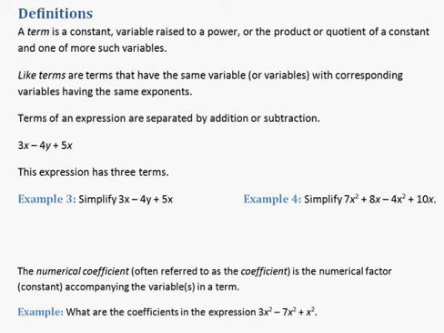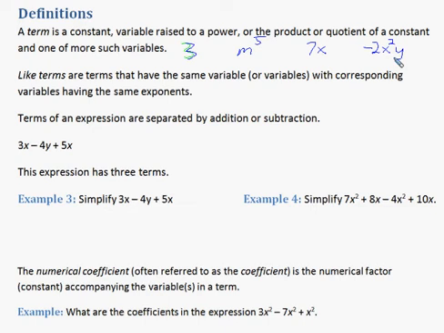So some examples of terms would be 3, because that's just a constant. So this is an example. Another example might be m to the 5th. That's a term. But we can also multiply things. So we might have 7x or negative 2x squared y. These are all terms because they're a constant, a variable raised to a power, or the product or quotient of those things.